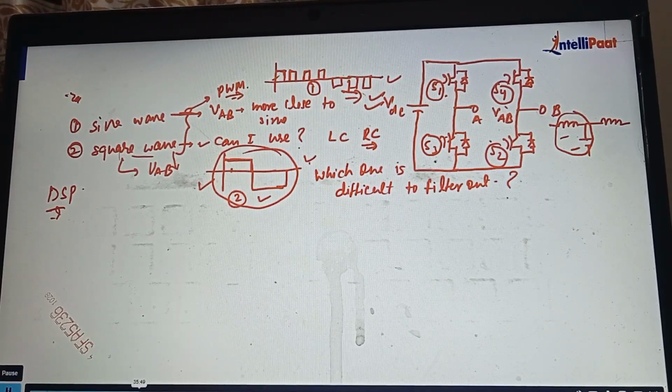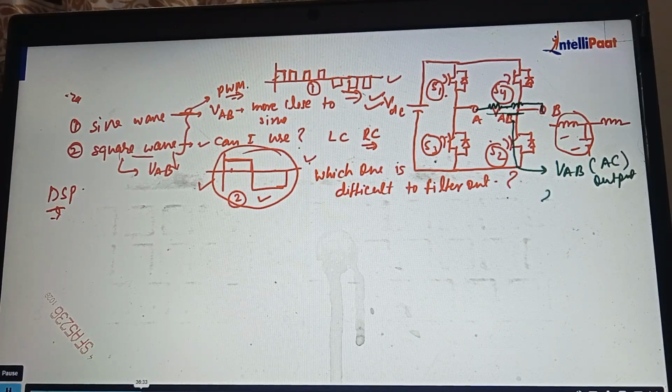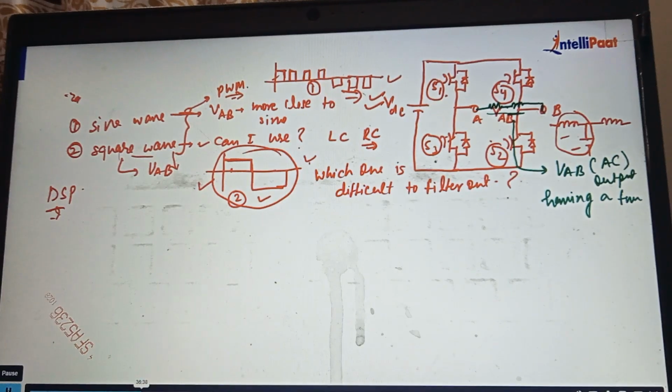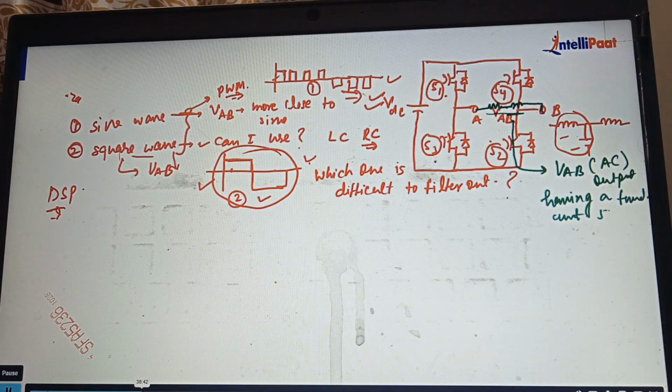Now let's talk about that strategy, what we are doing so that we can produce the PWM signal. If we talk about this type of system, let's suppose we have connected some RL load, R and L, between these two terminals. Now we want AC output across this RL load, this VAB. So VAB is AC in nature, having a fundamental component. Try to understand, fundamental 50 Hertz voltage. If you want a 50 Hertz component across this RL, you have to change the switching pattern.